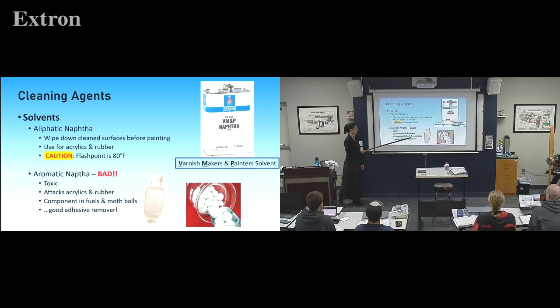And it's a component in fuels and mothballs. So if you think of the aroma of mothballs as aromatic naphtha, mothballs are stinky. Aromatic naphtha stinks because it's toxic. If that helps. It's a great adhesive remover. So if you have some, and you have parts not anywhere near an airplane, nowhere near acrylic and rubber, you have good PPE on, and you have a well-ventilated area, you can use it. But generally, think of it as bad. Do not use. Definitely not anywhere near an actual aircraft.